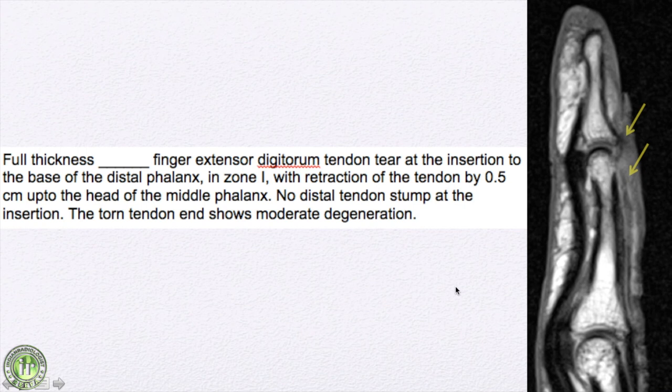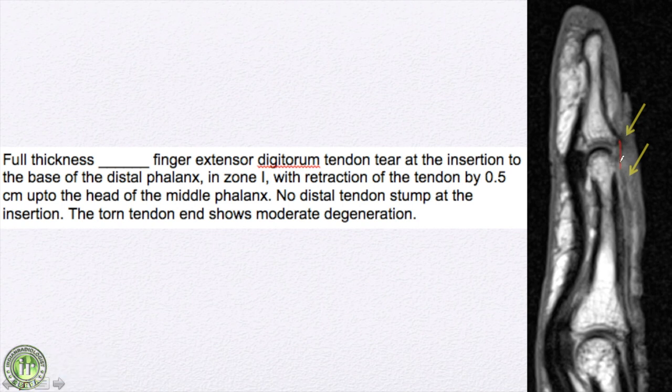So this is a sample report that you can use whenever you see an extensor tendon injury. Full thickness, whichever finger is involved, extensor digitorum tendon tear at the insertion at the base of the distal phalanx in zone 1 with retraction of the tendon by 0.5 centimeter. So it is nothing but this gap.